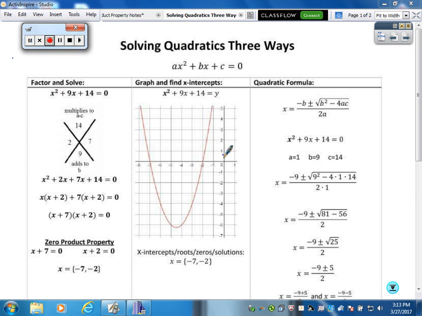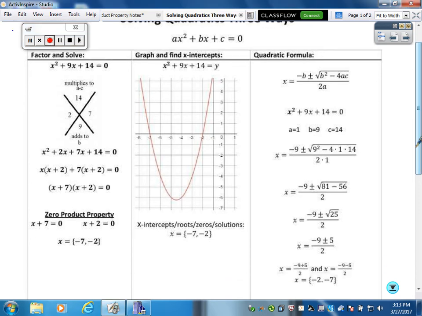Alright, there are three main ways to solve quadratics. Let me talk about those ways. So remember, a quadratic is in this form: ax squared plus bx plus c. It needs to be equal to 0, so if it's not, solve it for 0. That means rearrange it. So the first way is to factor and solve it.